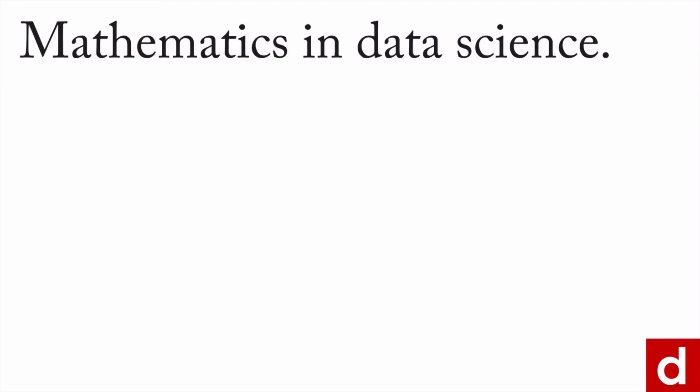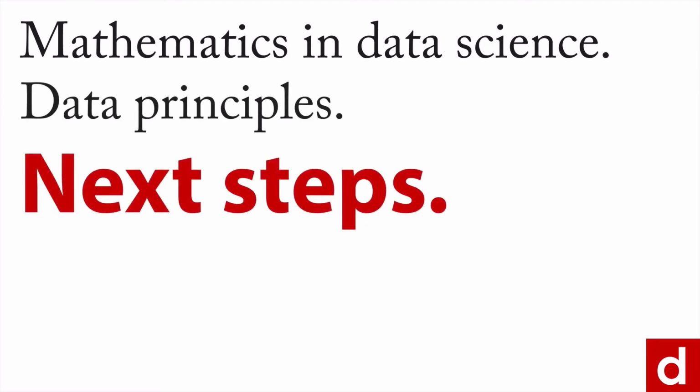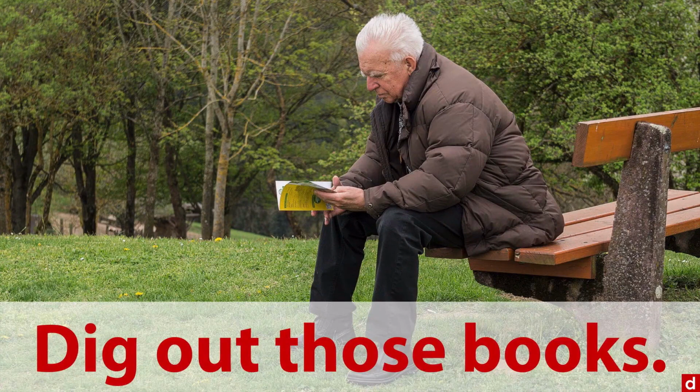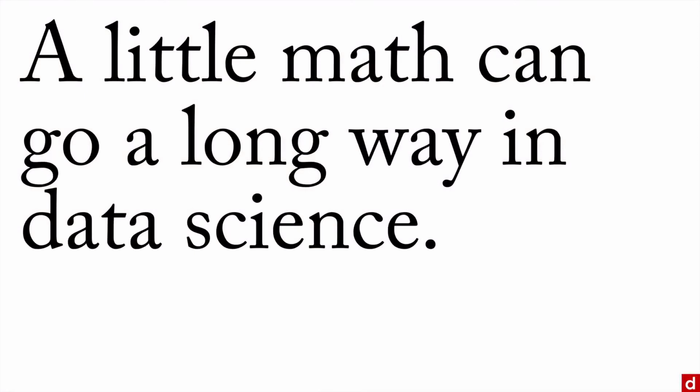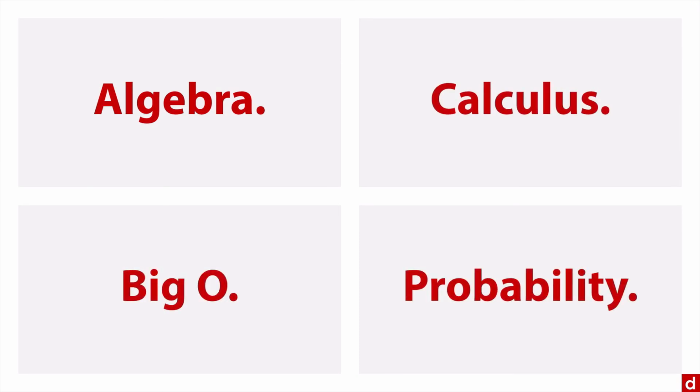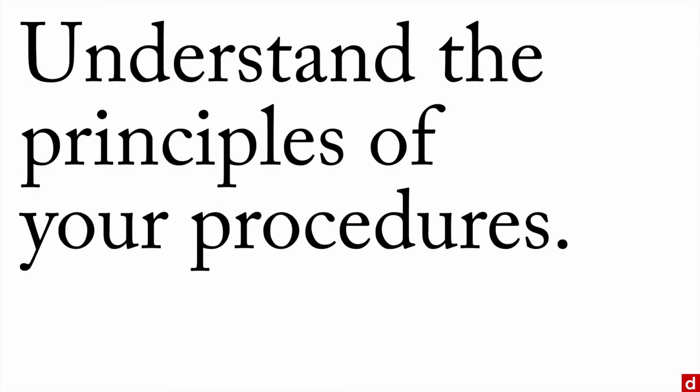Let's wrap up our discussion of mathematics and data science and the data principles and talk about some of the next steps, things that you can do afterwards. Probably the most important thing is you may have learned about math a long time ago, but now it's a good time to dig out some of those books and to go over some of the principles that you've used before. The idea here is that a little math can go a long way in data science. So things like algebra and things like calculus and things like big O and probability. All of those are important in data science, and it's helpful to have at least a working understanding of each. You don't have to know everything, but you do need to understand the principles of your procedures that you select when you're doing your projects.